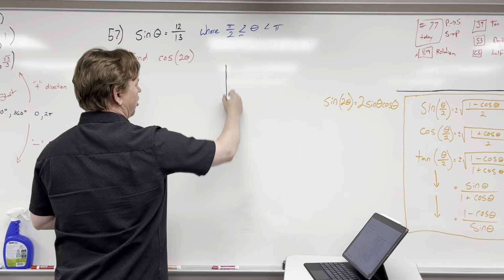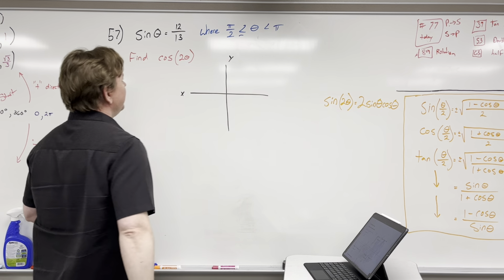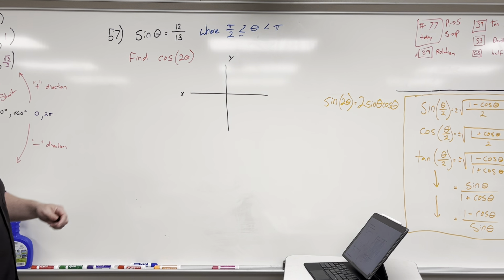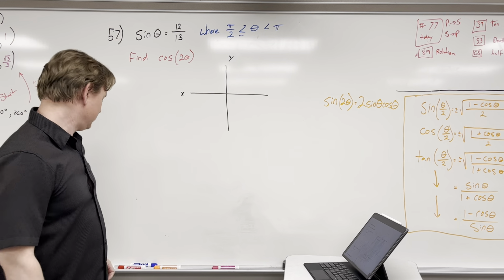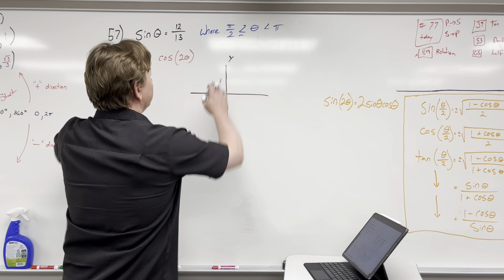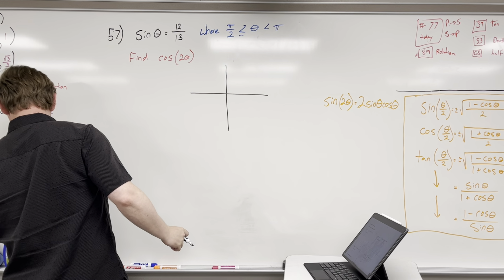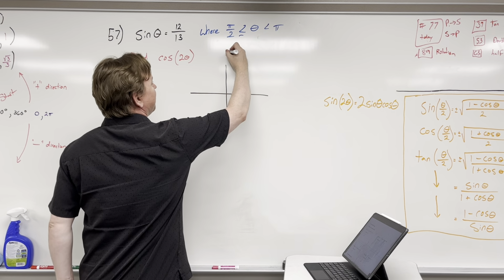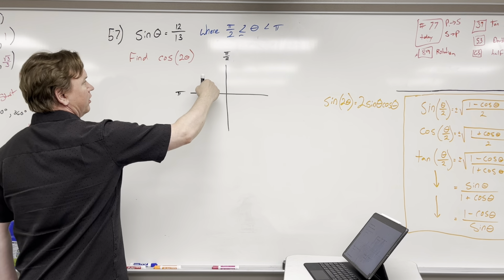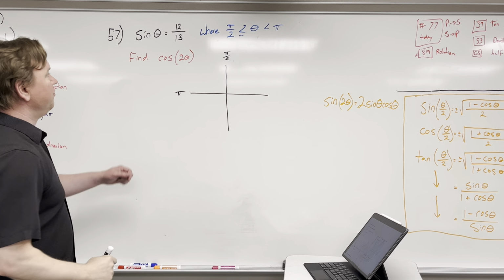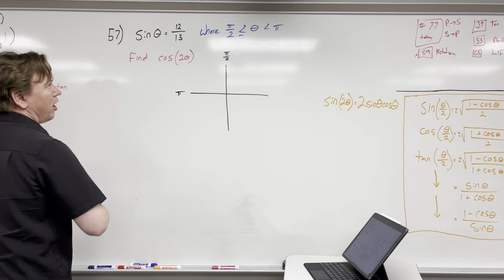So I would just draw an XY coordinate system, and I would say this instruction right here is telling you the angle is between where? Pi over 2 and pi, which is what quadrant? 2, yeah. So we have pi over 2 and pi. We are here, okay?